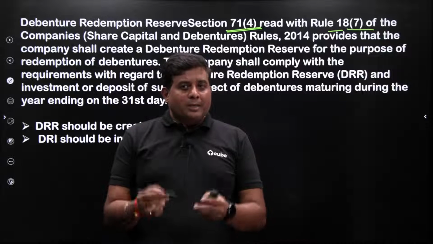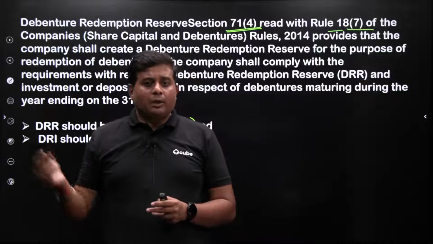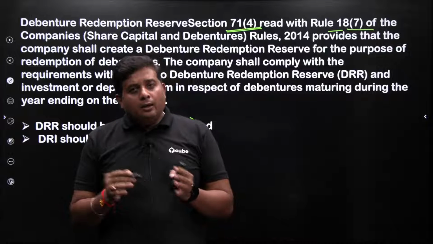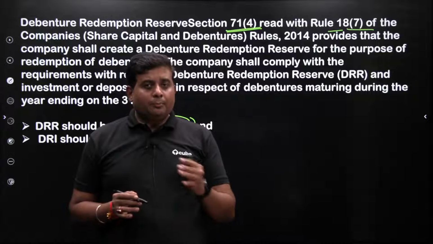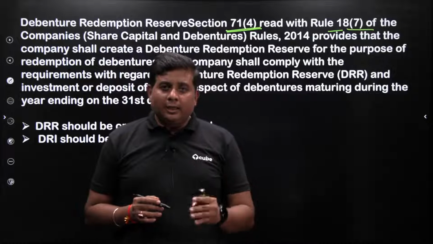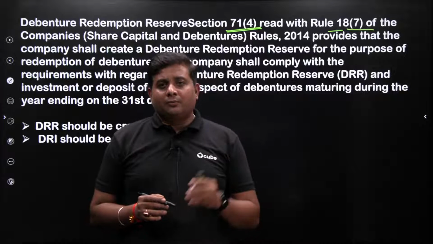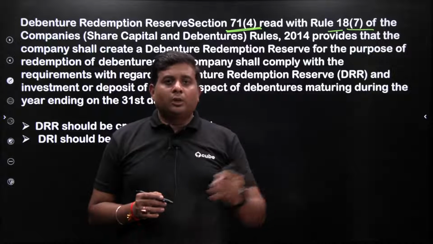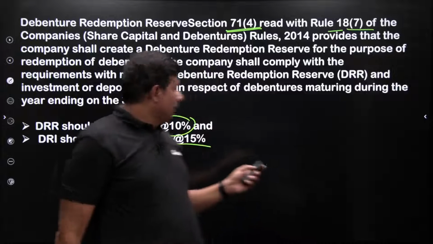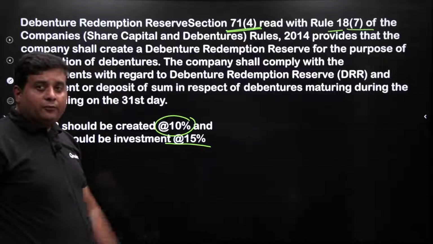If a special condition is given like 1st May and whatever, that is a special kind of condition. But if nothing is mentioned, then 30th April before the date of maturity is the date when we can transfer 10% of the nominal value of debentures into the DRR account. Okay, and DRR should be created at the rate of 15%.